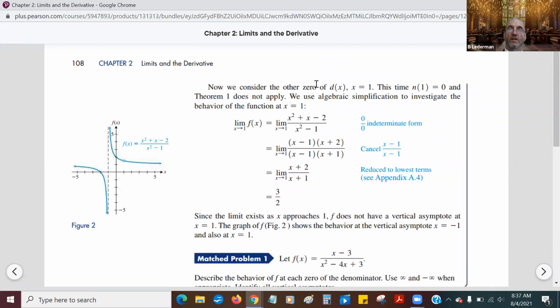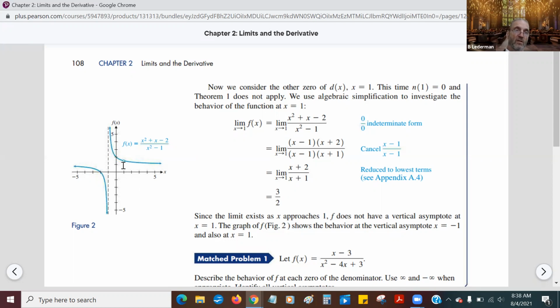And now let's look at what happens if I take the top and factor it. I get (x minus 1) times (x plus 2). That's what the numerator equals. The denominator, if I factor, is (x minus 1) times (x plus 1). Notice the x minus 1s cancel. So I now have x plus 2 over x plus 1. Well, if x equals 1, then this just equals 3/2. If x equals -1, that's when it becomes infinite. So +1 will not be an asymptote, as you can see from this picture right here, but -1 will be an asymptote.